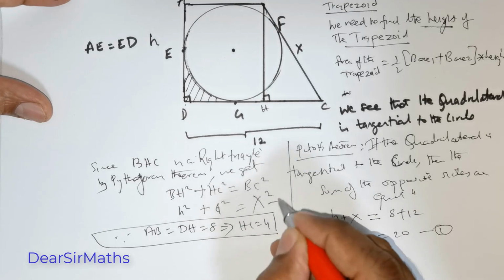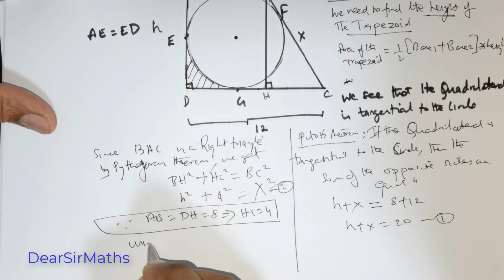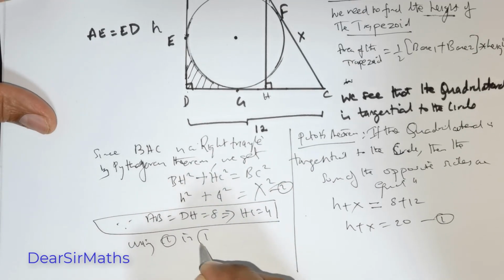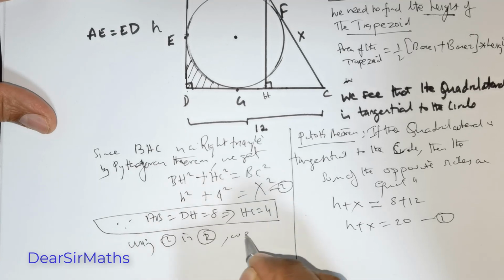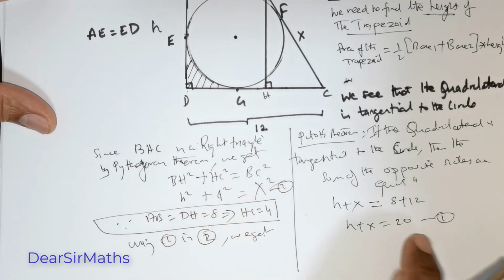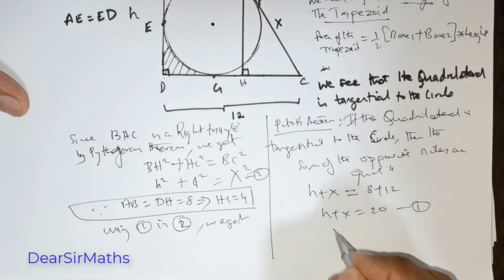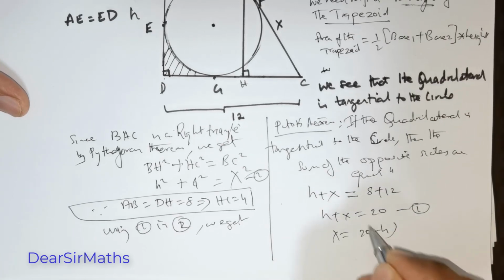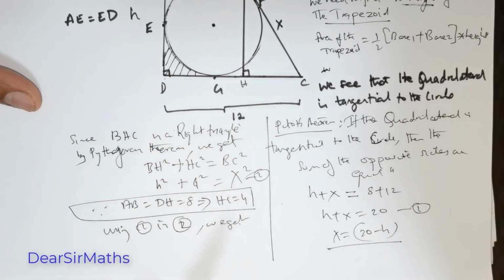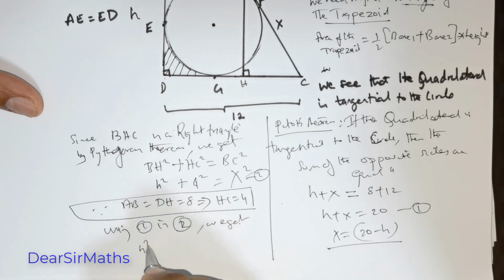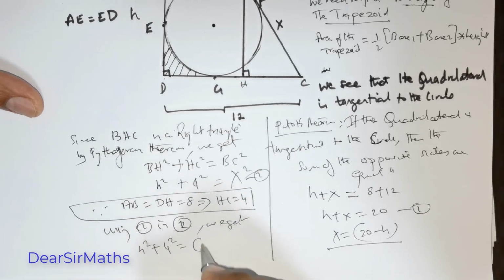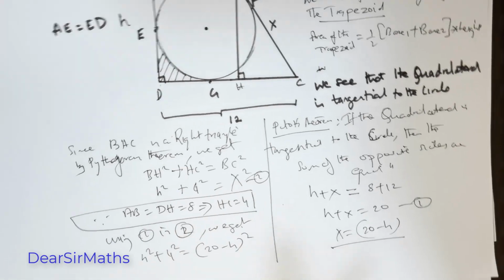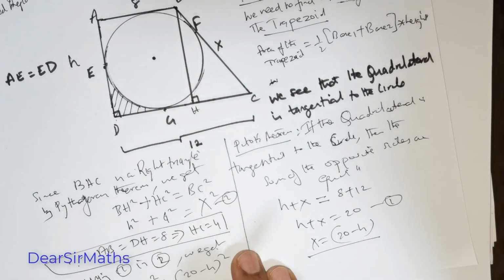Now I take this as 2. Using 1 in 2 we get, so what do we get? From here I can write x is equal to 20 minus h, right? Substitute that over there. So this is h squared plus 4 squared is equal to (20 minus h) the whole squared. I'm going to the next page.